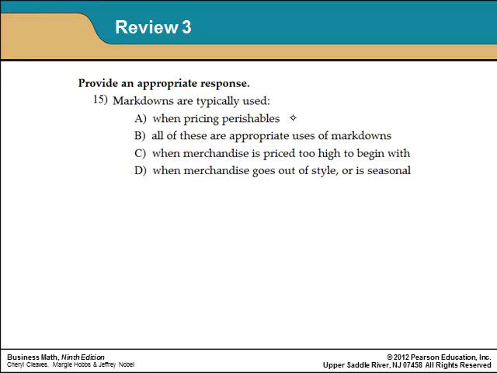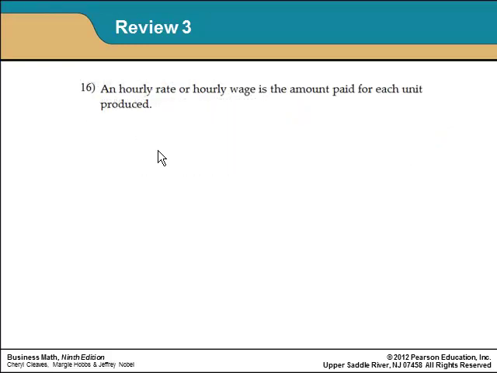Markdowns are typically used when pricing perishable goods, when merchandise is overpriced to begin with, and when it goes out of style or is seasonal. So the correct answer would be B. Next one. An hourly rate is the amount paid not per unit, but per hour. That was an easy one.